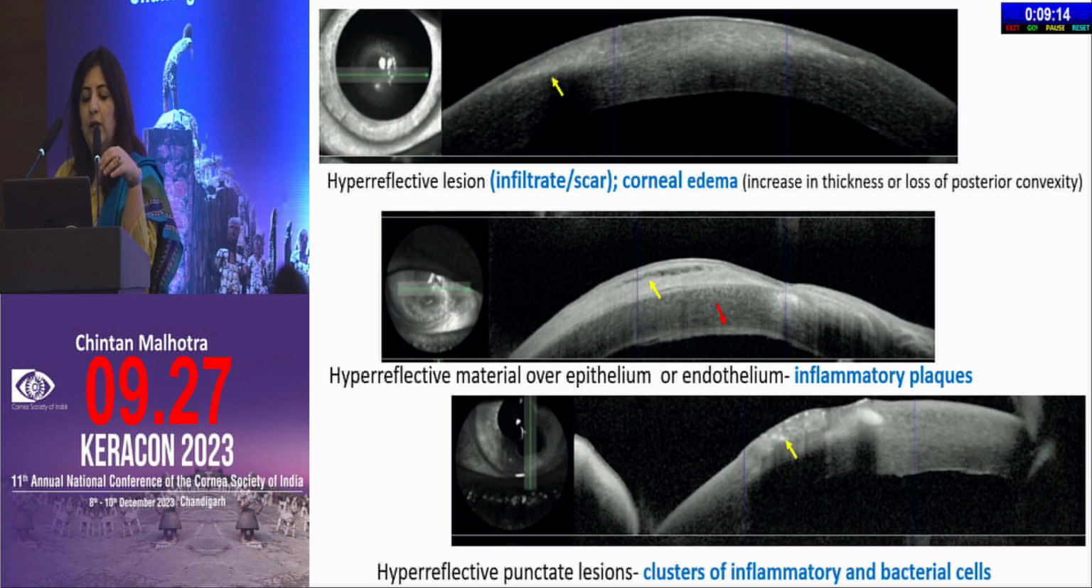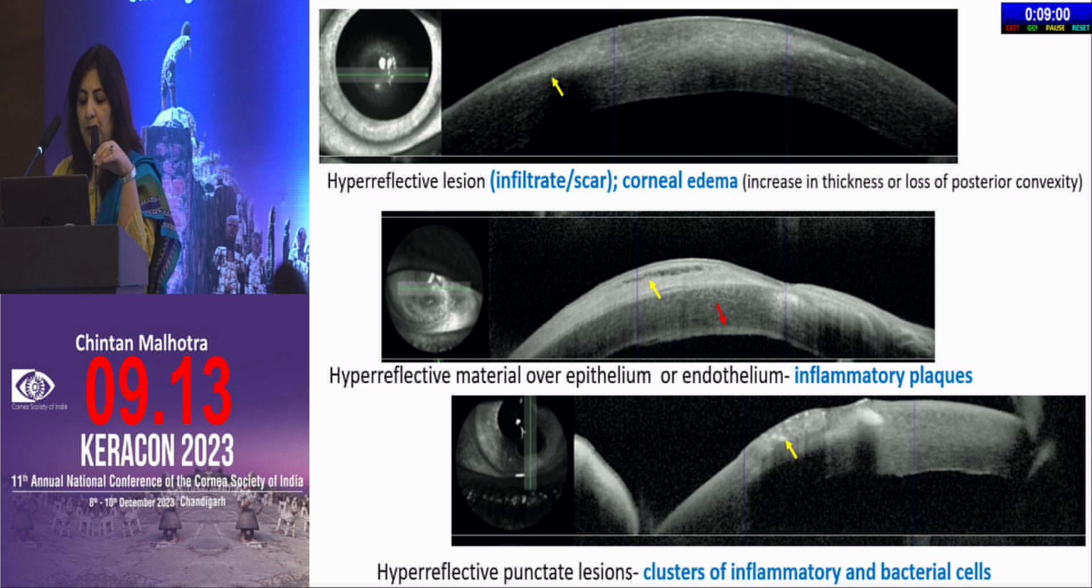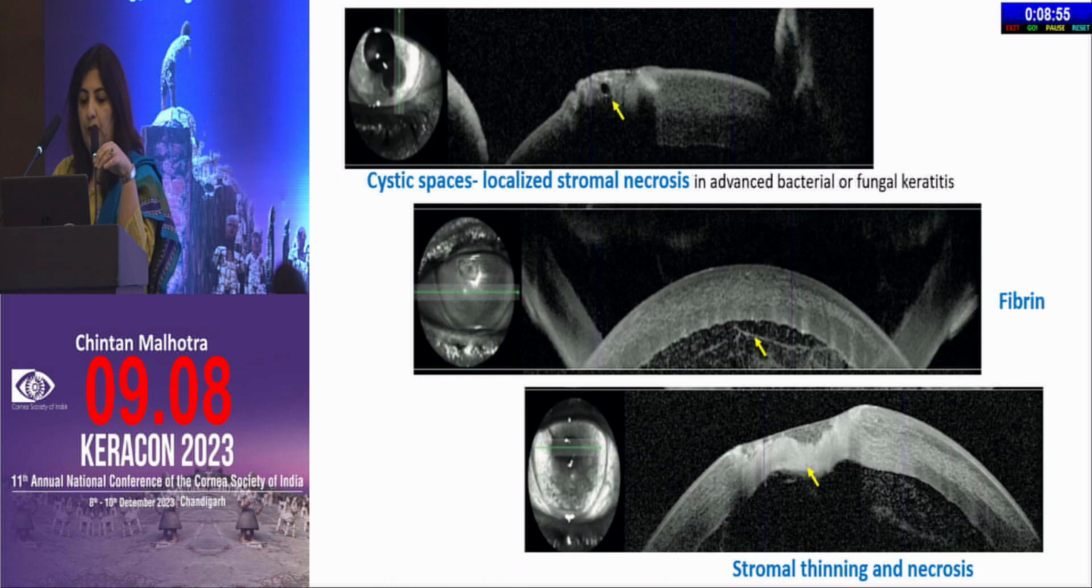But just as a quick recap, if we see a hyperreflective lesion, it may be an infiltrate or a scar. A corneal edema presents as an increase in thickness or loss of posterior convexity. Plaques either on the epithelium or the endothelium appear as, again, hyperreflective lesions, and if they are punctate lesions, then they appear pinpoint. Cystic spaces, which have been associated with advanced bacterial or fungal keratitis, are seen as hypolucent areas.